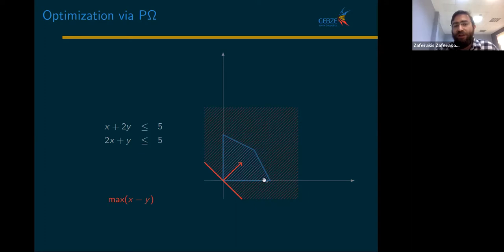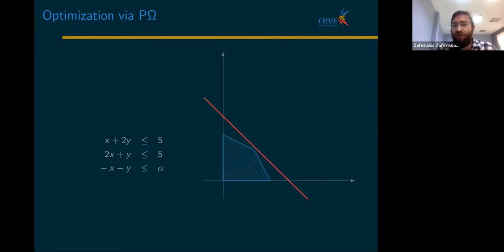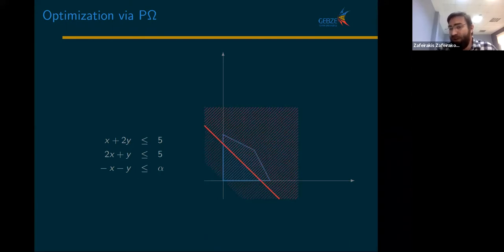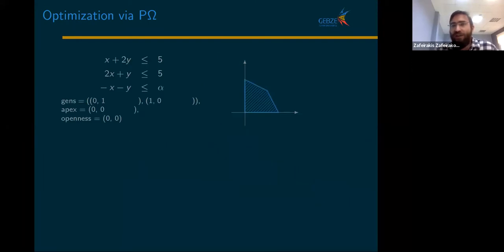So the way I do it is I take this red half space, which is defined by minus x minus y smaller or equal than alpha, some value alpha, which I don't know. And I start moving it up and down. So the moment here, for example, I have no solutions anymore. So I know that the optimal value must be smaller than that. Here it's okay, here is okay, but here it's not. And now I will do this binary search I explained in the very beginning.